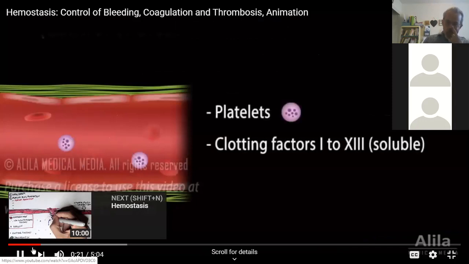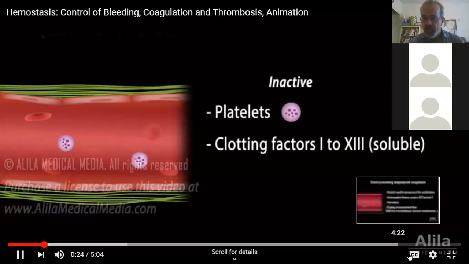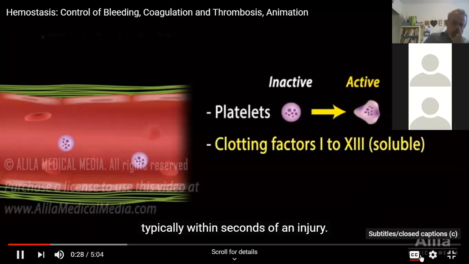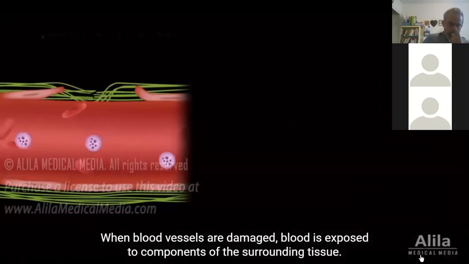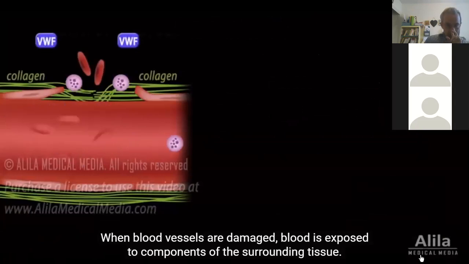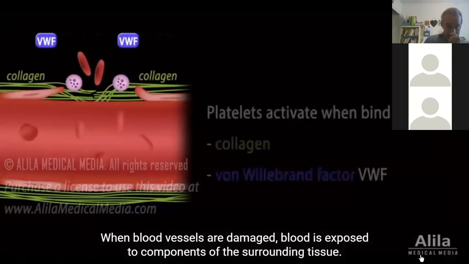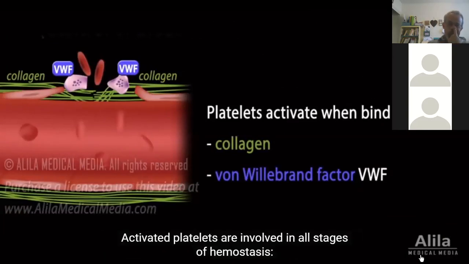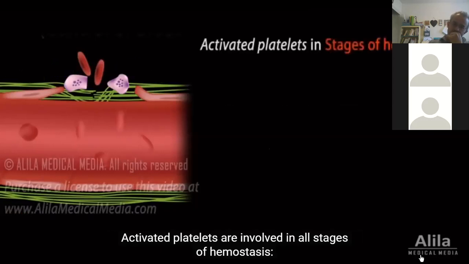These elements are always present in the blood in their inactive form, ready to activate, typically within seconds of an injury. When blood vessels are damaged, blood is exposed to components of the surrounding tissue, such as collagen. Some of these components bind to and activate platelets. Activated platelets are involved in all stages of hemostasis.